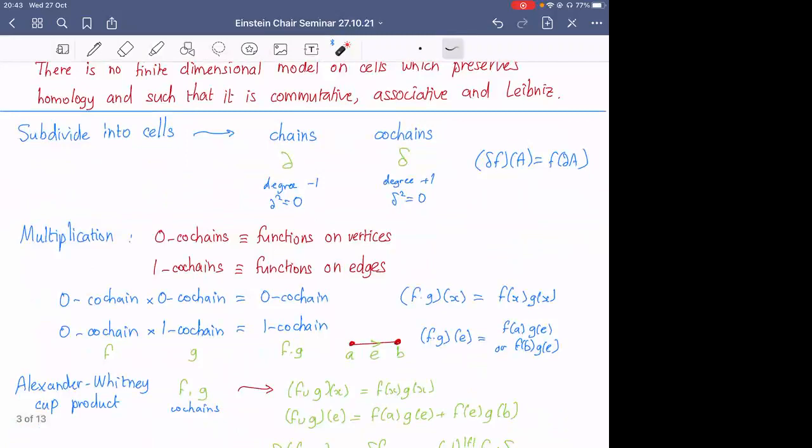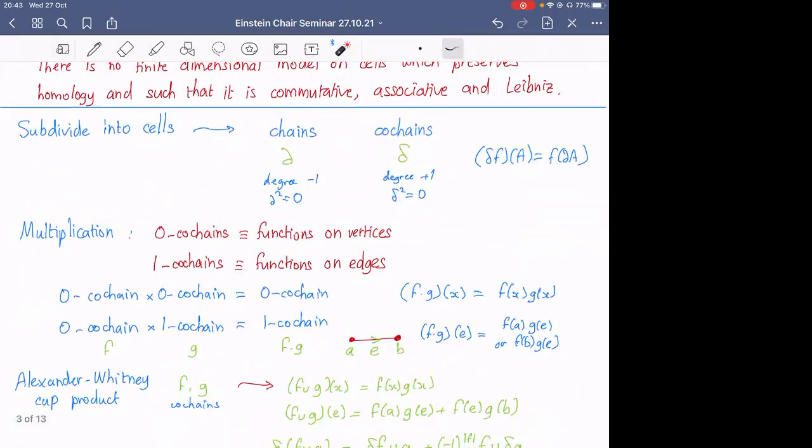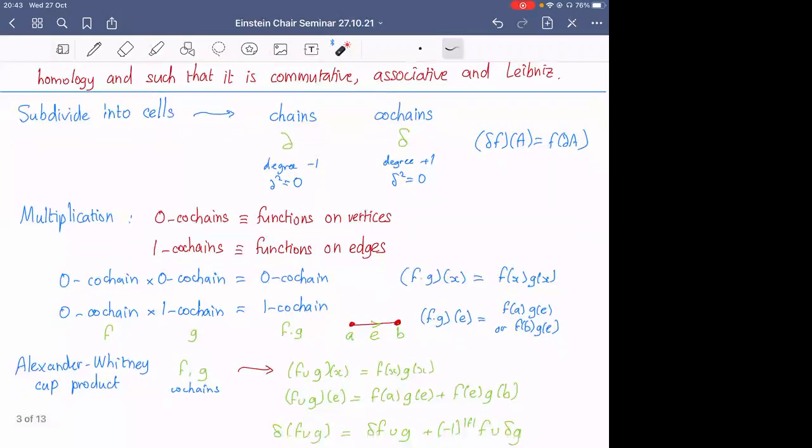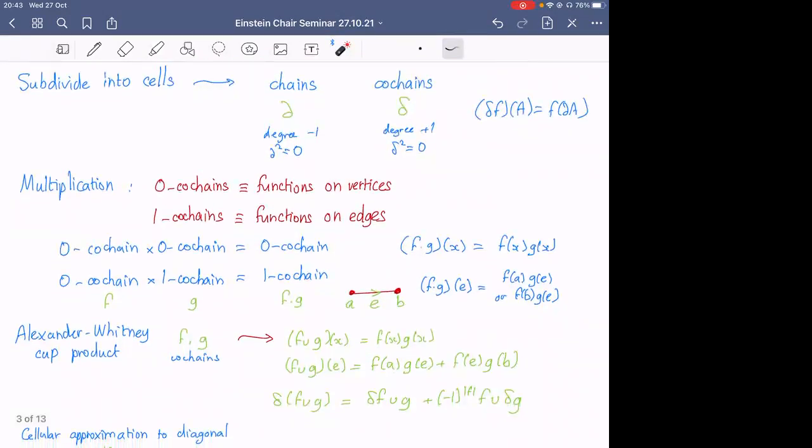So there is a solution to this, which is the Alexander-Whitney cup product. So that defines a product on cochains. And then at points, this is what you would have. And for example, you could take this choice, so you're matching the end of the first with the beginning of the second, so to speak. And this would be the cup product evaluated on an edge. And this will then satisfy Leibniz.